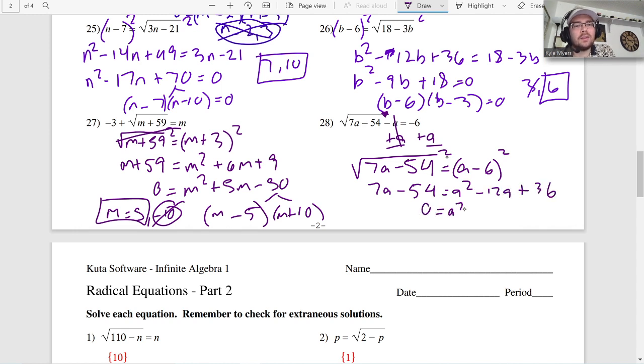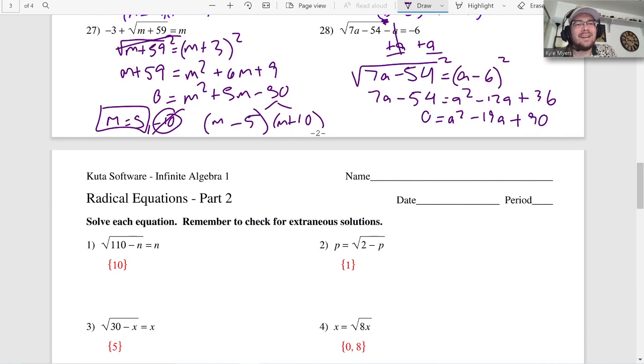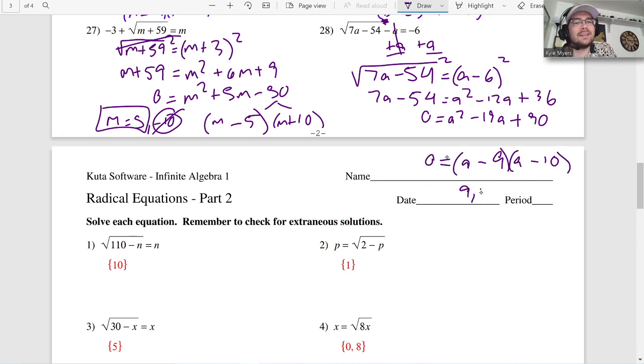0 equals a squared. We want to subtract 7a from both sides, so minus 19a. We want to add 54 to both sides, 5, 3, 8, 9. And I'm actually going to have to use the next page a little bit. Hope you don't mind running out of space here. 9 is going to be 9 and 10. All right, 9 and 10. We want a negative 19. Oh, wait, hold on. Yeah, no, we're good. We want to add. So we want negative, negative. Aha, there we go. Okay. So a equals 9 or 10. So we end up with 9 and 10 as answers.